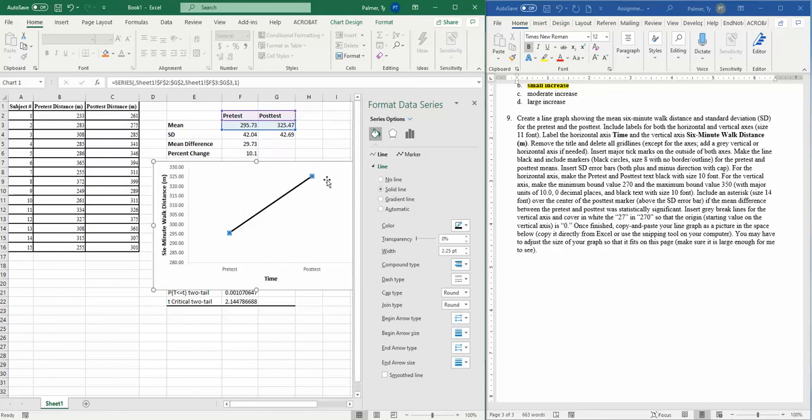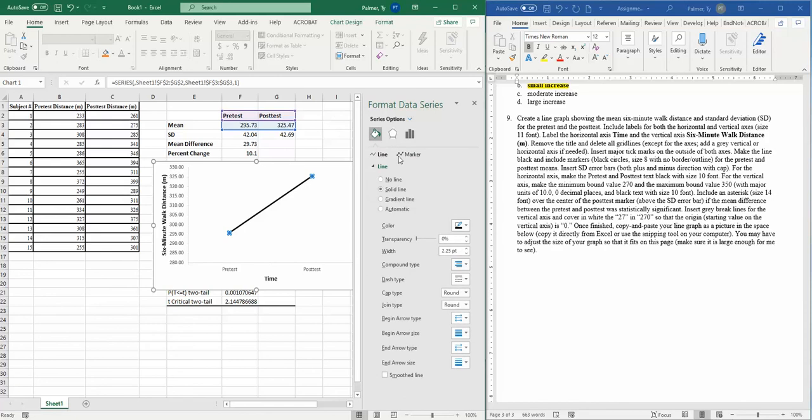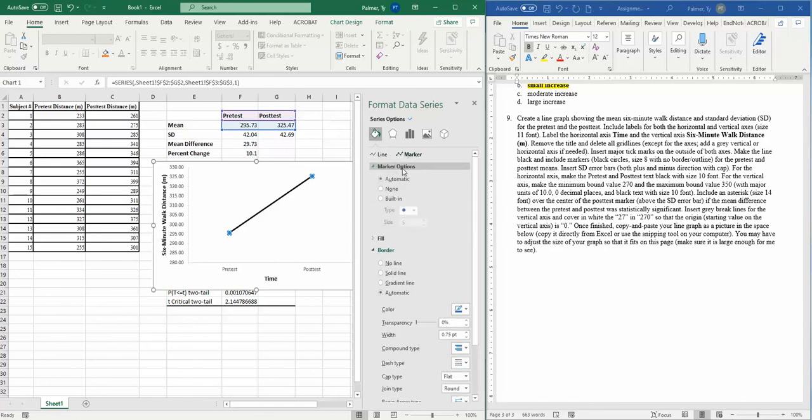So again, highlight the line as I've done, right click, Format Data Series, go to Paint Bucket, go to Marker, now go to Marker Options, then go to Built-in, then go to Type, select this one here. This is the circle symbol in Excel. So click on this one, make sure it's selected. And then if you go back and look up here, it says they need to be size 8. So let's go ahead and increase the size. Currently they're size 5. Let's increase the size of these markers to size 8. Make them a little bit bigger, easier to see.